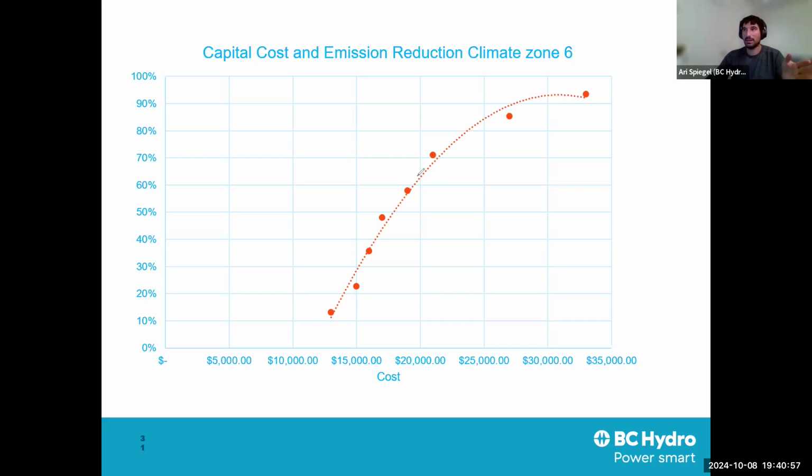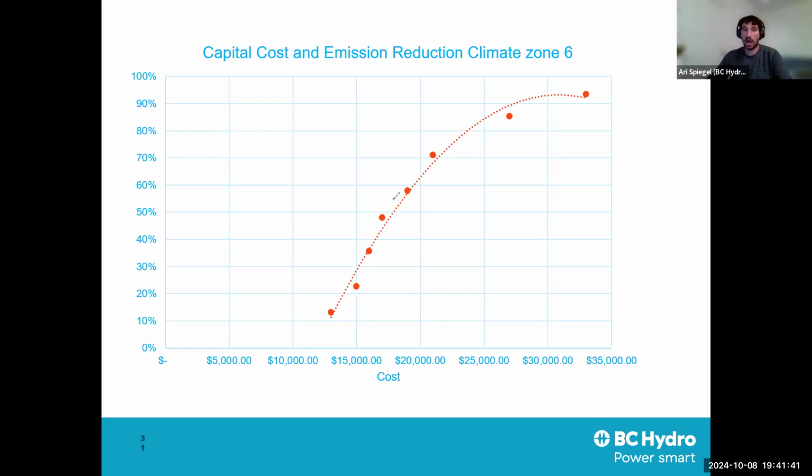But then as you start to get really big, going into that -10, -15 heat pump, you can see the slope changes. It's pretty steep. We're starting here at say $13,000, maybe as high as $22,000 in that range for our first 70%. But to get from 70% to 85%, just another 15% emission reduction, you're going from $22,000 up to about $27,000. It becomes more expensive to install those larger capacities, and you get diminishing returns as far as emission reduction.